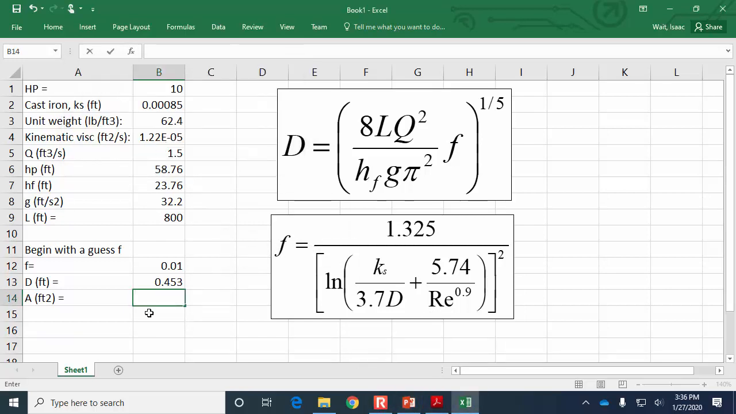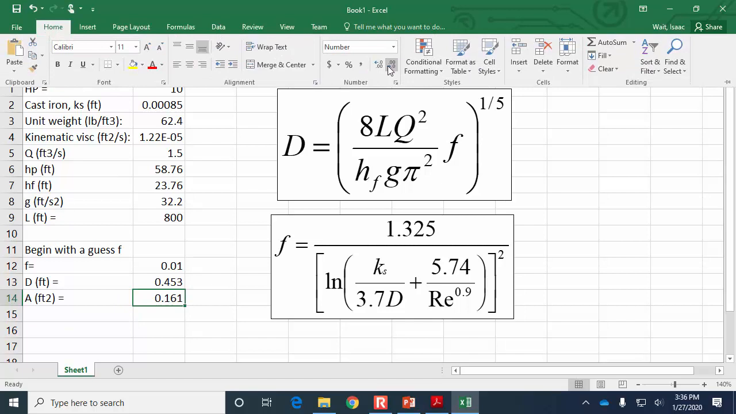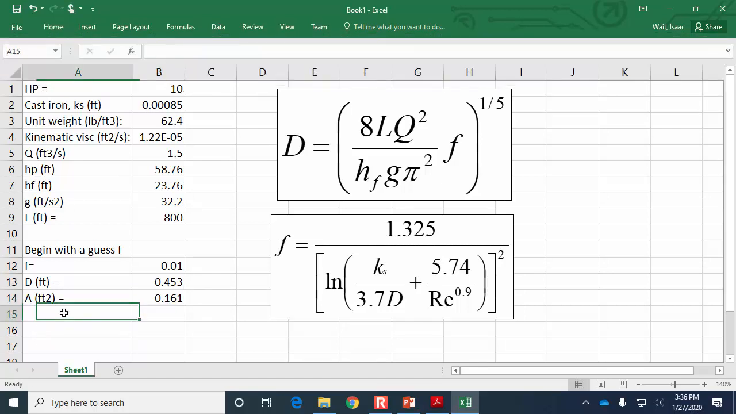Okay, so what is the area with that diameter? So pi times d squared divided by 4. Okay, that's the area. And I just think it's nonsense to have too many significant digits showing. It just clutters things up.